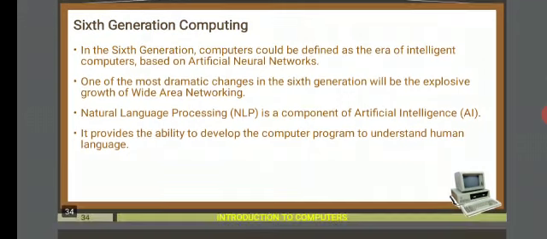So sixth generation computing will provide computer programs that understand human languages. In human language itself we will be able to provide computer programs. So this is all about the six generations of computers. You have to learn this question. It's an important question. The first, second, third, fourth, fifth generations, and the sixth is about the future generation. Okay guys, so learn this question.